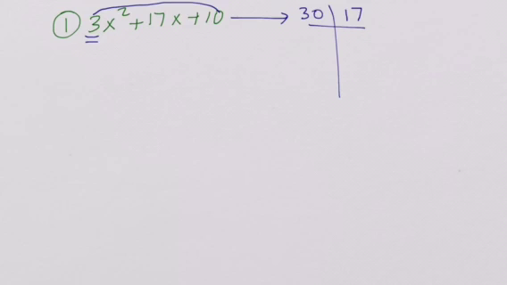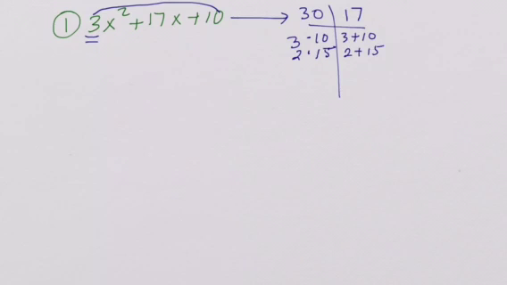So let's start with 3 and 10. 3 times 10 is 30, but 3 plus 10 is not 17. So let's try 2 and 15. 2 and 15 times each other is 30, and 2 plus 15 is going to be 17.